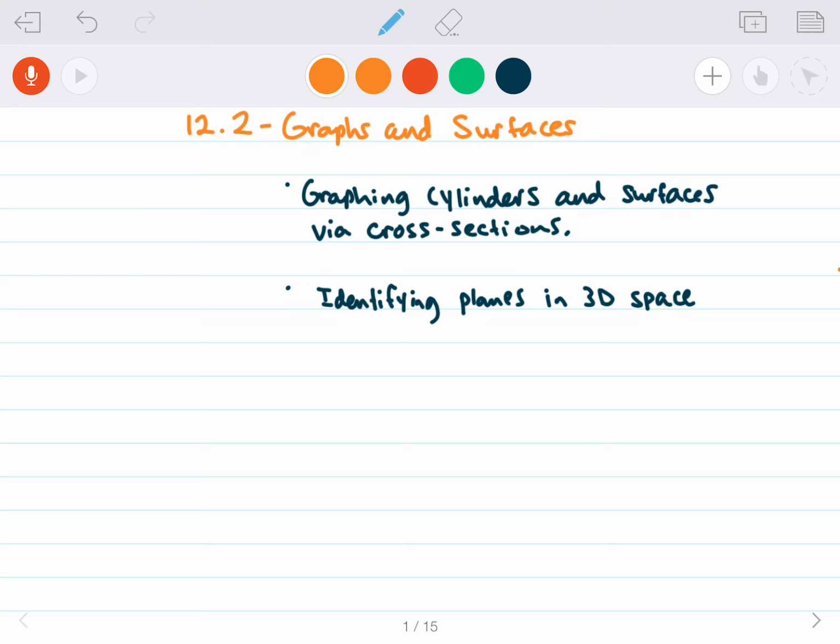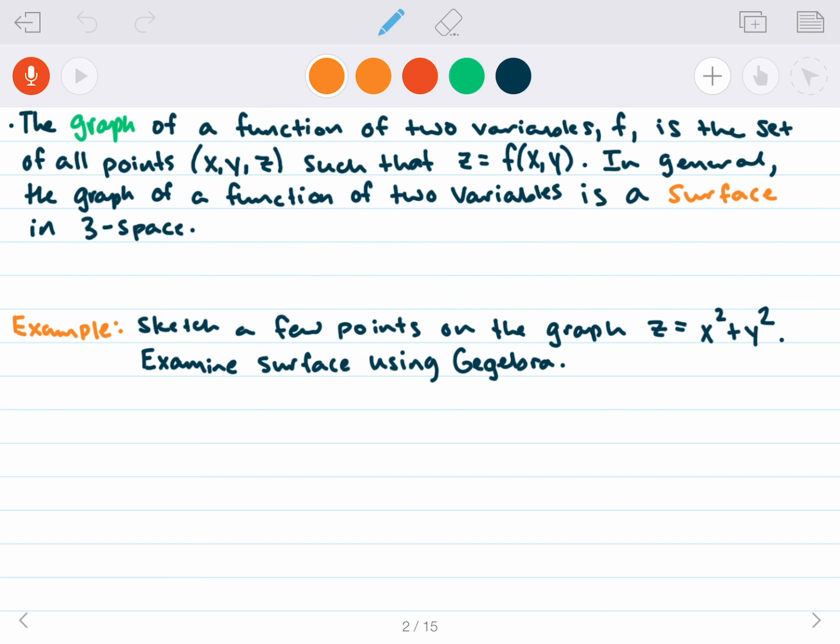Hey guys, in this video we're going to talk about Chapter 12, Section 2, Graphs and Surfaces. So what is a graph in 3 dimensions? We talked about finding points in 3 dimensions last time based on an equation. By definition, the graph of a function of 2 variables is the set of all such points that satisfy an equation in 3D. In general, the graph of a function of 2 variables is called a surface in 3 space.